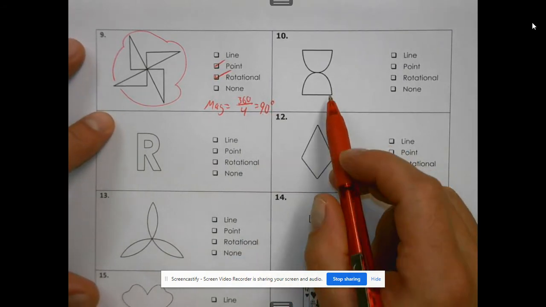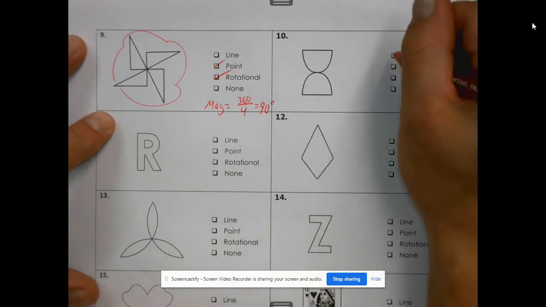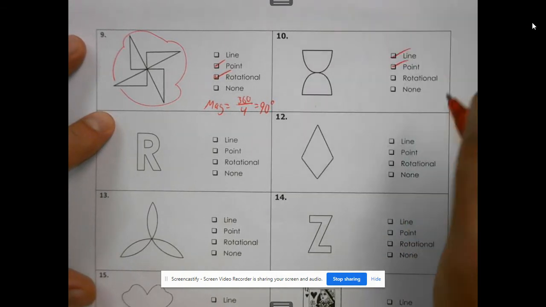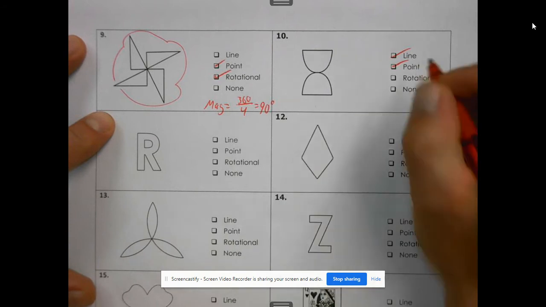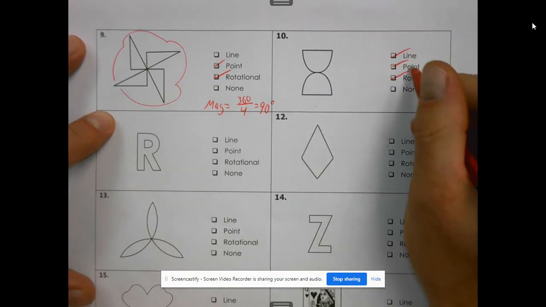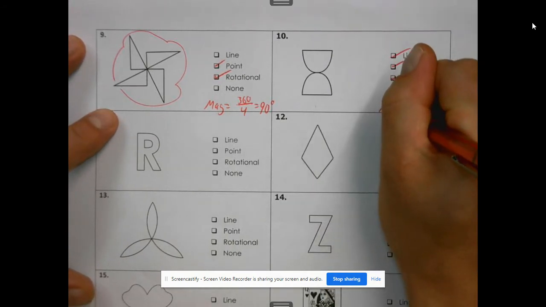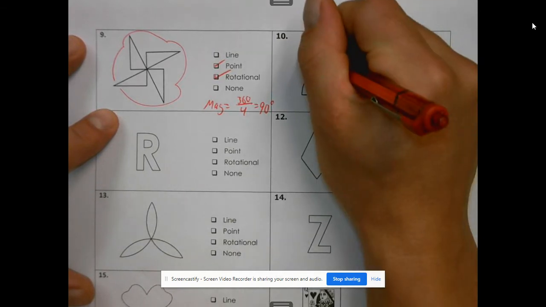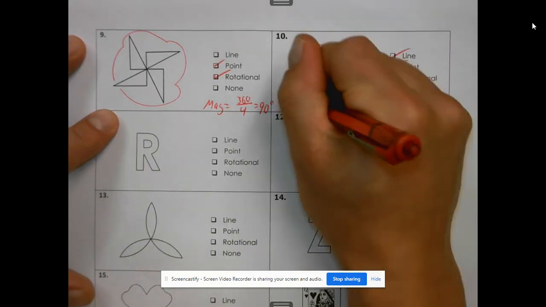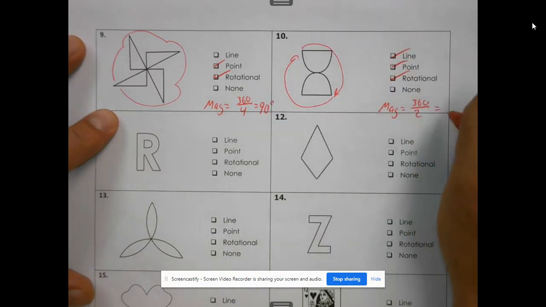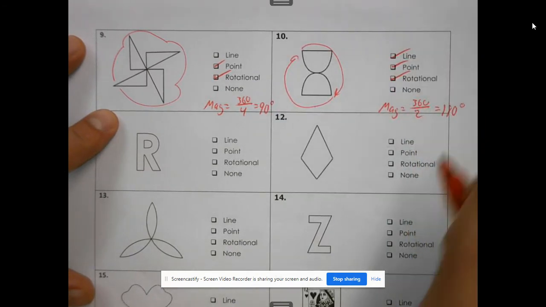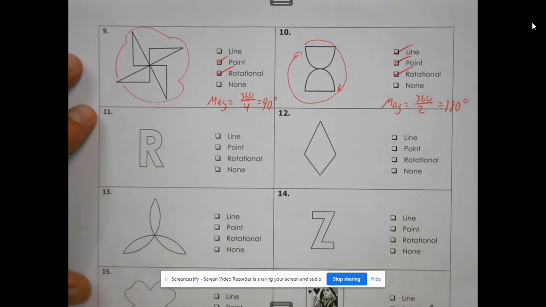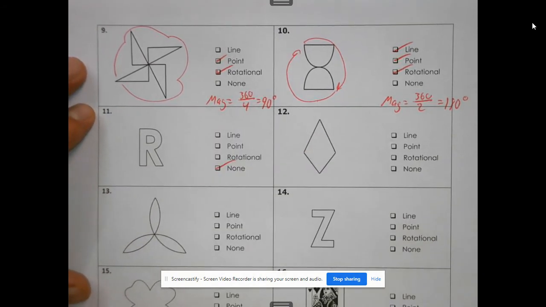Number 10, the little hourglass looking guy. For sure line, you can draw a vertical line down that guy. Point symmetry, yep. If you flip it upside down, it still looks the same. And if it has point, it automatically has rotational. So for your magnitude, 360, I can rotate it 2 times, and that would come out to be 180 degrees. Number 11, the capital R, nothing.